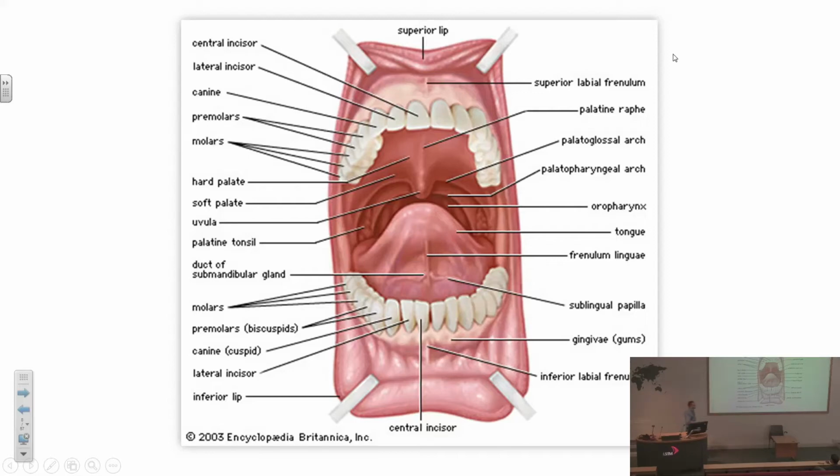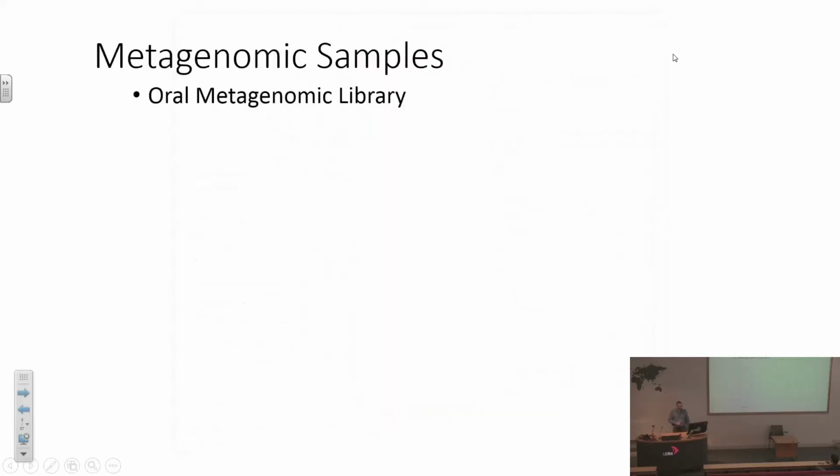Now, there's many different environments within the mouth, and we cannot grow all of the bacteria that live in there. So what we have to do is use metagenomics. We bypass the cultivable step. I've got many projects looking at cultivable bacteria, but I'm not going to discuss those today. I'm going to talk about the metagenomic samples.